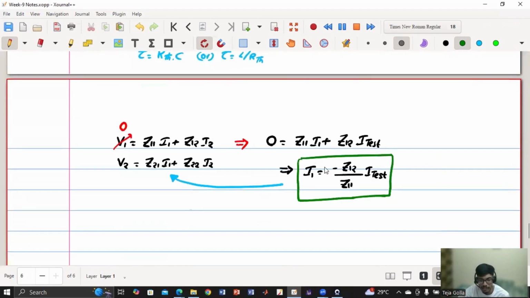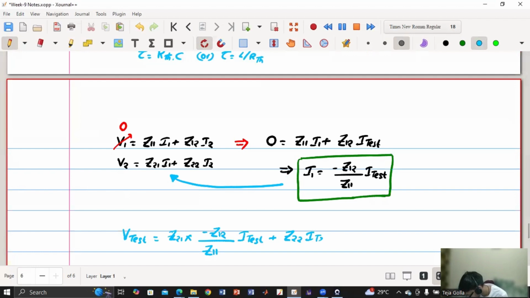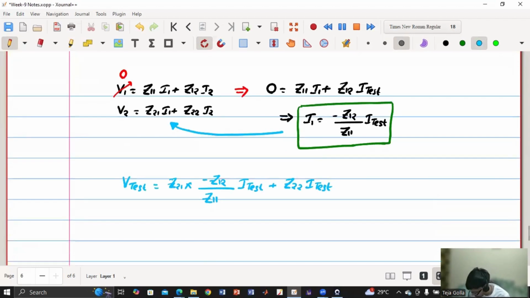So first, I have converted I1 in terms of I test. Now I will substitute that in the other equation. So my V2, which is V test, is equal to Z21 into I1, which is minus Z12 by Z11 into I test, plus Z22 into I2, which is nothing but I test. So now I will get RTH. Basically, my RThevenin is V test by I test. That implies RThevenin, if you calculate, you will get something like this: Z22 minus Z12 Z21 by Z11. So this is the final expression of RTH.